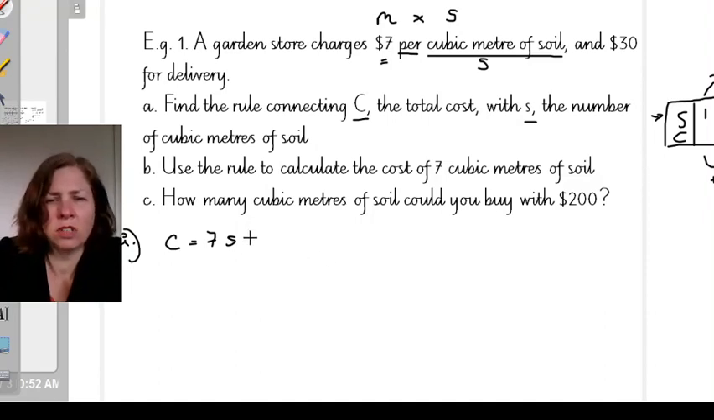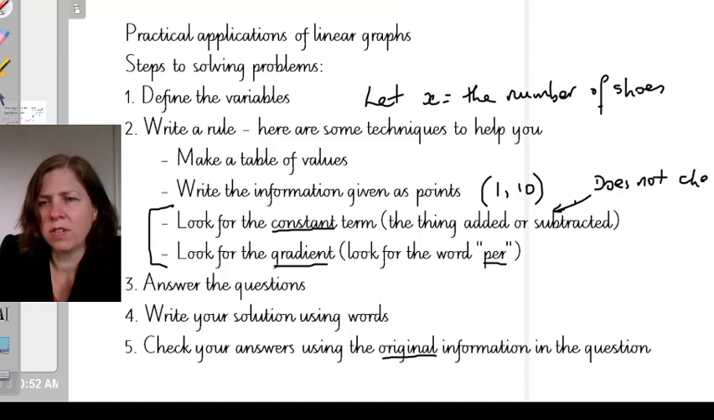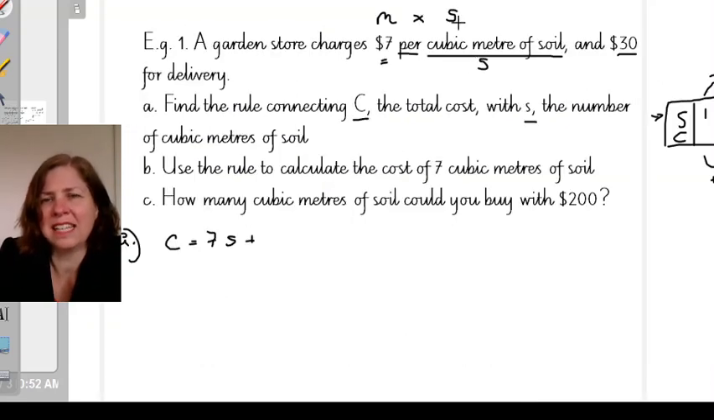So then what's the constant thing? The thing that I add on the end? Well, it's going to be the delivery, because I'm going to pay that no matter what S is. So the constant thing, this constant term, does not change. And I'm going to say X, but you need to understand that when I say X, I really mean whatever it is that we're looking for. That's the X value. And in this case, it's S.